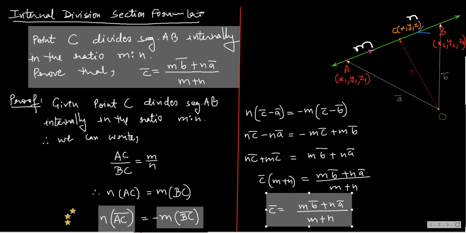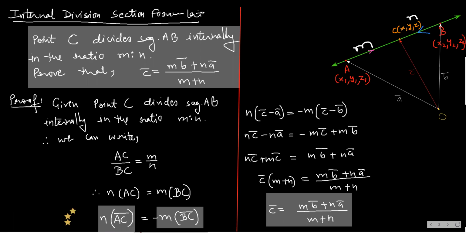We got the position vector of point C. We had point C dividing segment AB internally in the ratio m is to n. I could express the position vector of point C in terms of the position vectors of A and B. Now from here I can take the discussion ahead. But before I do that, one more thing.